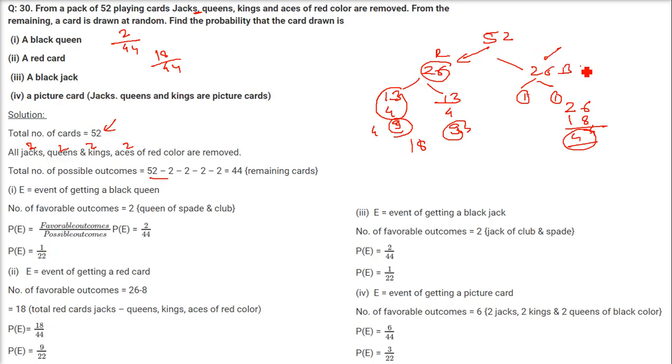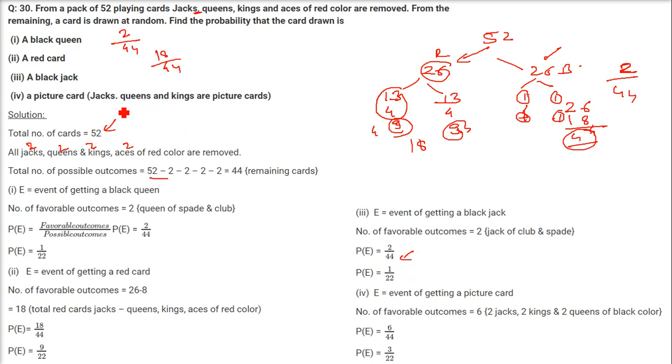How about a black Jack? Now you have black, because 26 cards are there, and there will be 1 Jack here, 1 here. So we have 2 Jacks, one from this suit, black suit, and one from this suit. So 2 is the possibility, the favorable cases, and 44 we have as the total cards. So 2 by 44 is the probability.